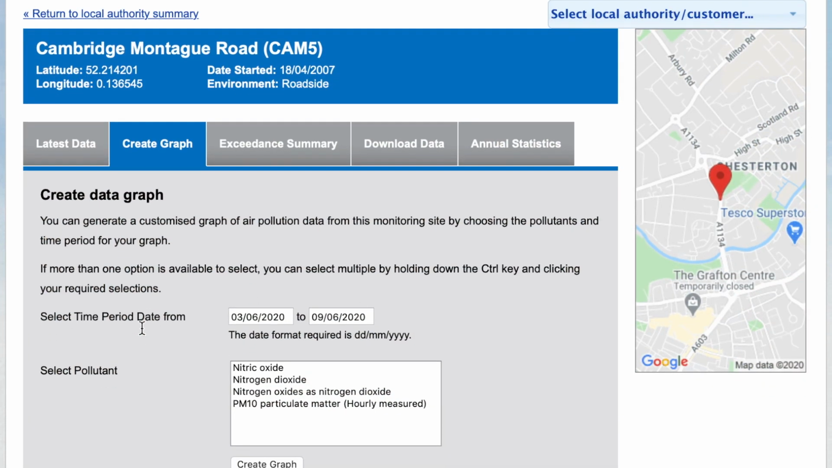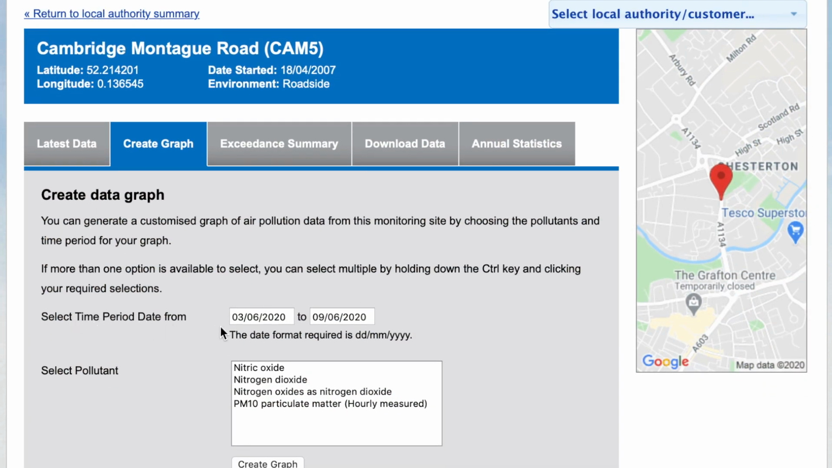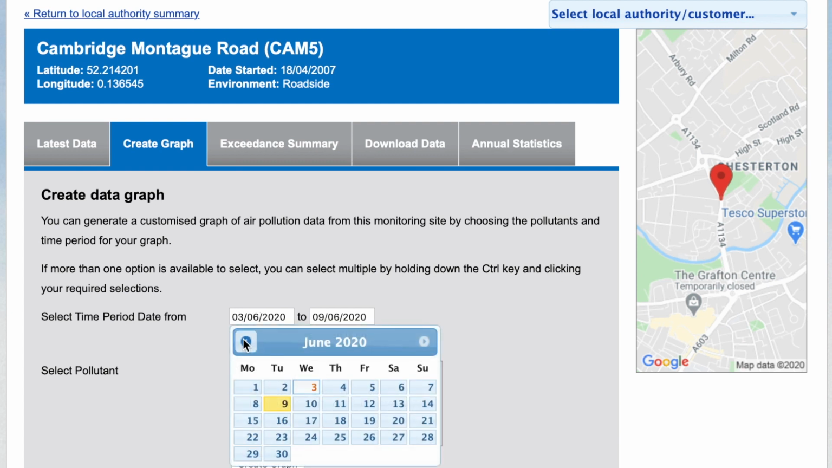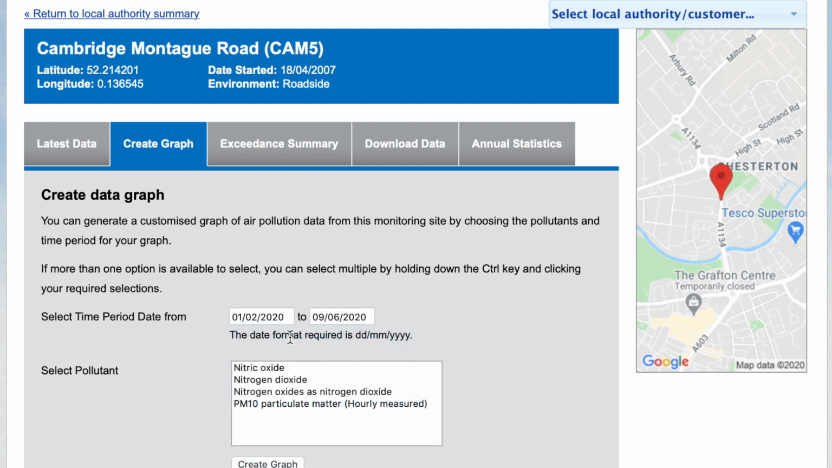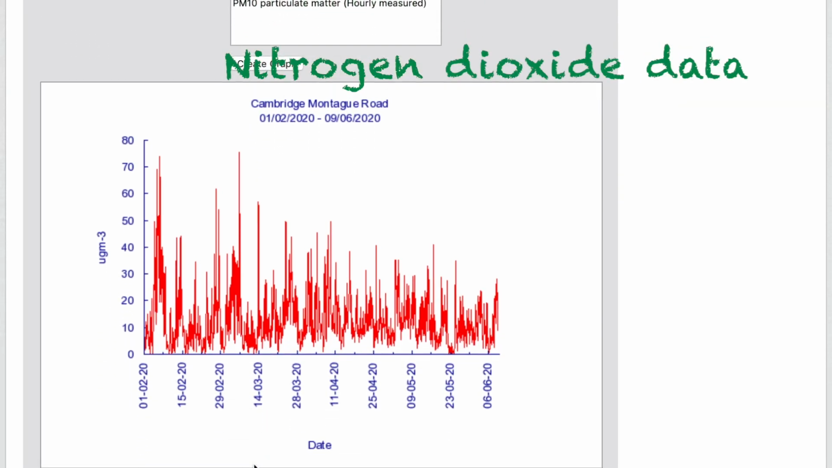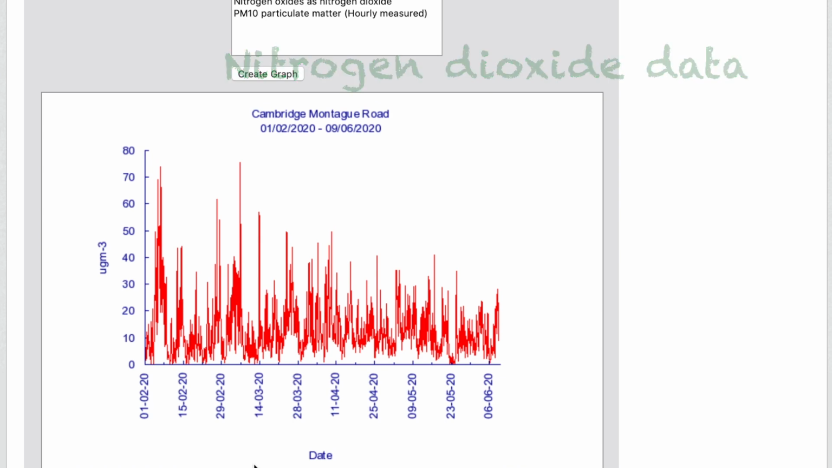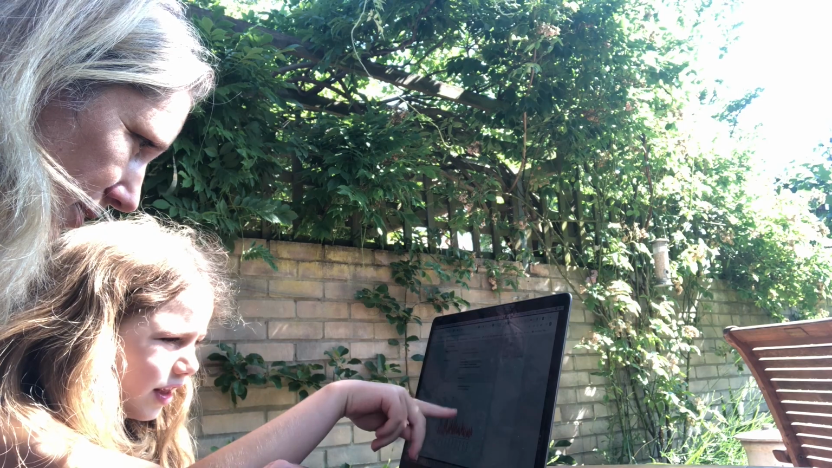Now, here we can see that we can look at the data over the last few months. And if we want to do that, we need to put in the date that we want the data to start. So if we say we want it to start back in February, that was before everyone was asked to stay at home. So we'll put the 1st of February until today. And we're now in the beginning of June. And then let's look first of all at the amount of nitrogen dioxide. And this is the data for how the amount of nitrogen dioxide has been changing since the beginning of February.